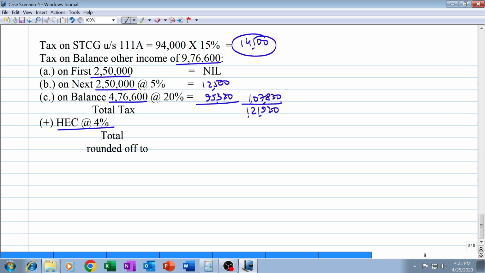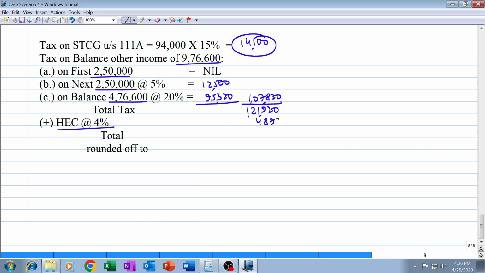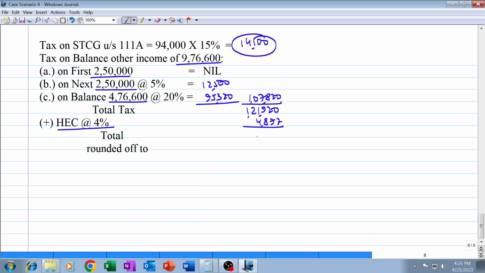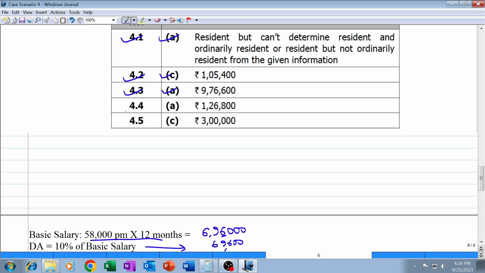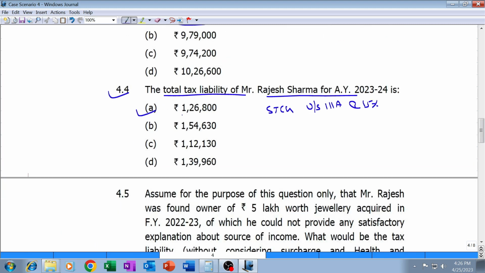Surcharge will not be there, but health and education cess will be there. Why will surcharge not be there? Because income does not exceed 50 lakhs. 121,920 into 0.04 is 4,877. 121,920 plus 4,877 is 126,797, rounded off to 126,800. 126,800 is our answer. The institute's answer is also 126,800, A, 126,800.